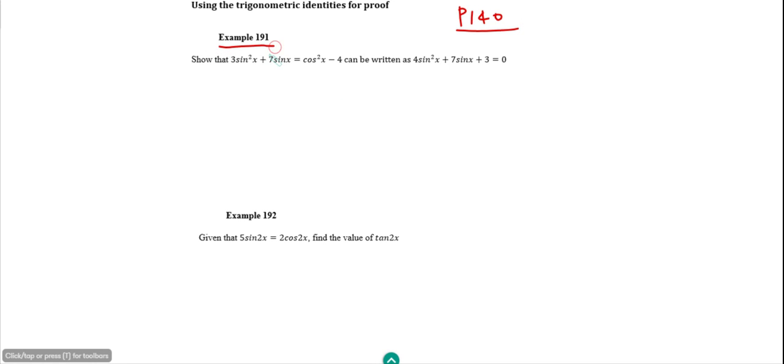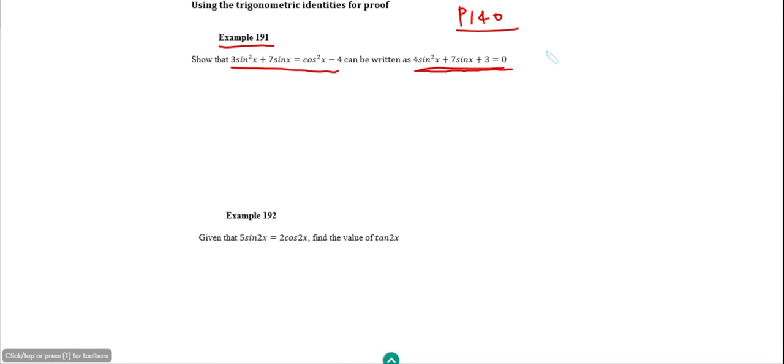So example 191, we've got to show that 3 sine squared x plus 7 sine x is equal to cos squared minus 4 can be written in this form. So it can be written as 4 sine squared x plus 7 sine x plus 3 equals 0, which is effectively a quadratic as well, which we could then go on to solve. But at the moment, all we're doing is just showing that we can write this in this format.